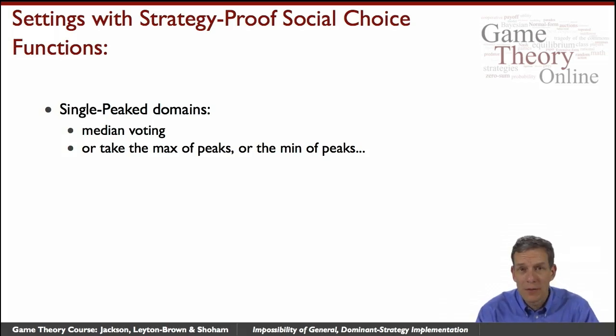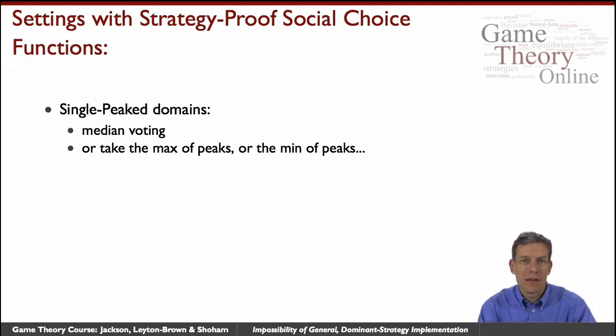You could also take the max of the peaks. You could do, instead of median voting, have maximum voting. So whoever has the maximum peak, or the minimum peak, or any order statistic. So single peak domains are going to be settings where what we've done is we've limited the set of preferences, so not any ordering over candidates is allowed any longer.